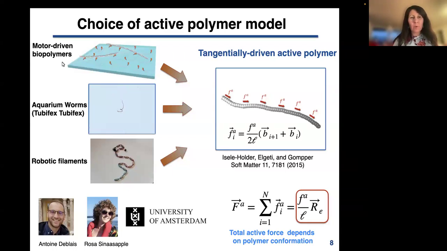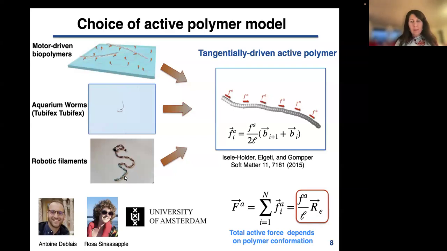For example, motor-driven biopolymers, in motility assays, when the motors propel the filaments, they exert tangential forces along the backbone of the polymer. Another example is the worm. If you look at it, at least the type of aquarium worm, to first order approximation it really moves along its backbone. And also the case of the robot I showed you is by constraint. They have put an elastic shell along the robots that constrains the active force, the self-propulsion, to be tangential to the backbone.